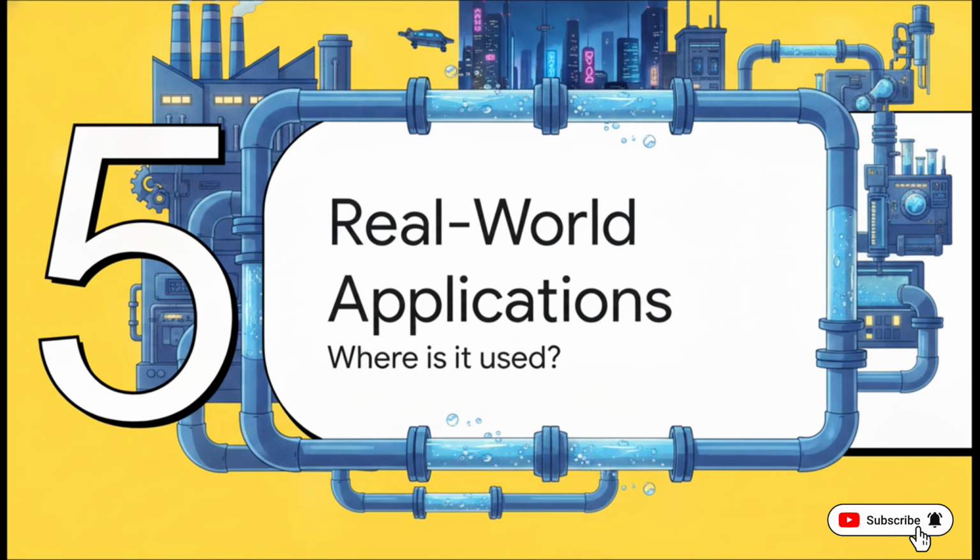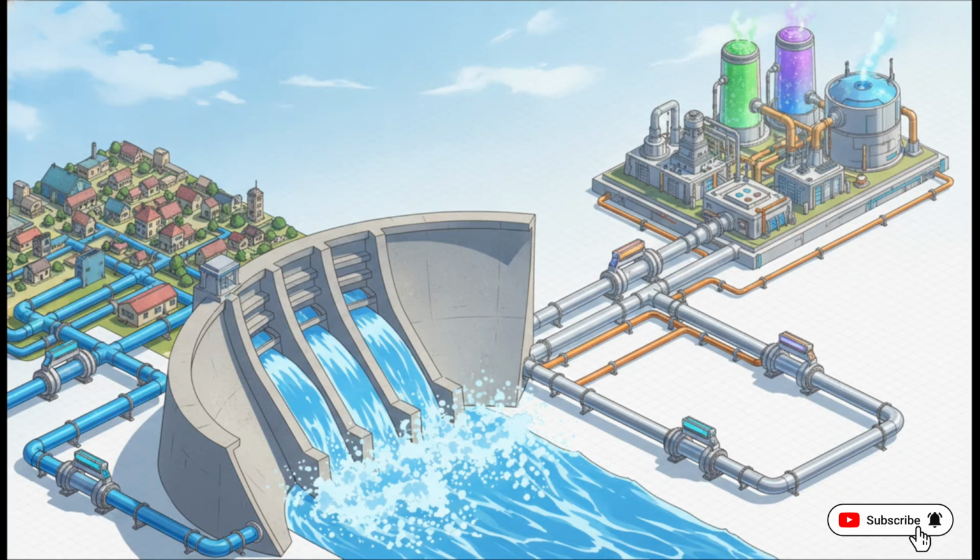Finally, Section 5, Real-World Engineering Applications. So where are we actually putting these things to work? Well, you'll find them silently monitoring flow rates all over the place. They're in municipal water supply networks, massive hydroelectric power plants, petroleum pipelines, and even wastewater treatment plants. Basically, anywhere that demands precision monitoring of high-volume flow without stopping the system, a Venturimeter is likely doing the heavy lifting.